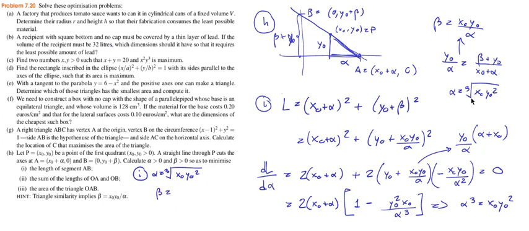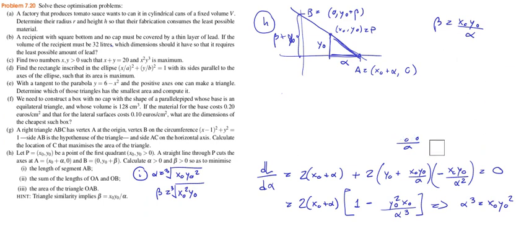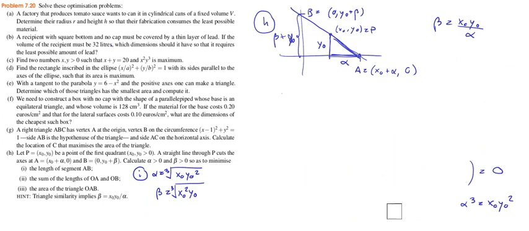the cubic root of x0 squared y0. Okay, that's the first one. Okay, let me see. The second one is to minimize the sum of the lengths of OA and OB.